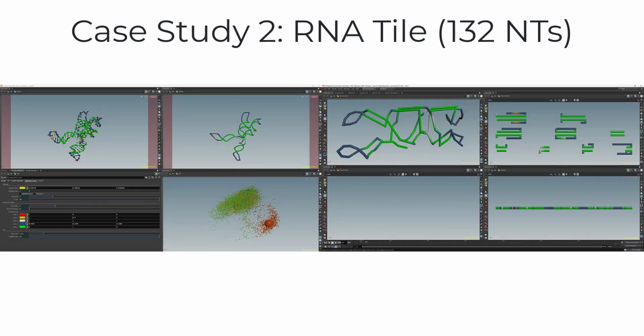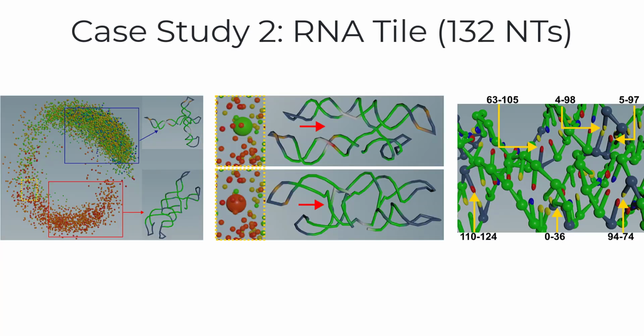For an RNA tile design of 132 nucleotides with 2 conformations, after playing or fast-forwarding through the simulation, we can observe the 2 populations very well in SynopFrame and gain actionable insights.